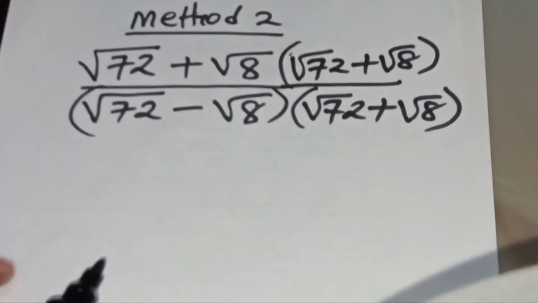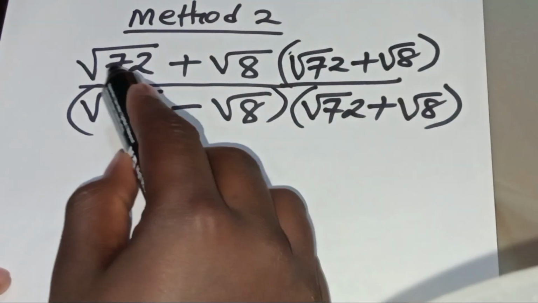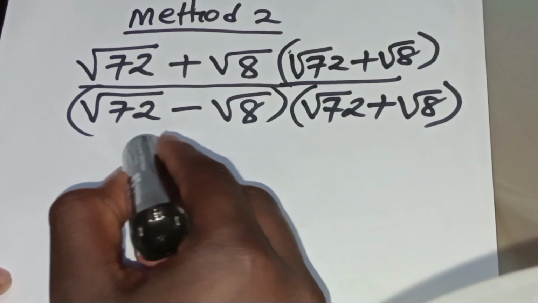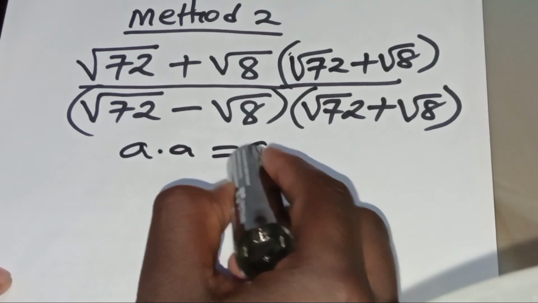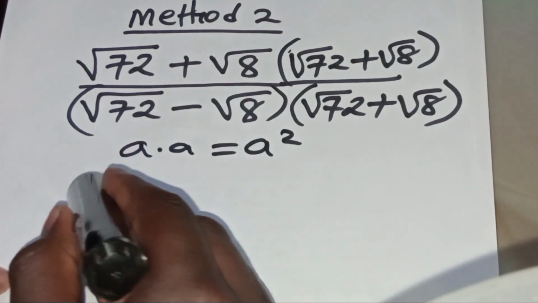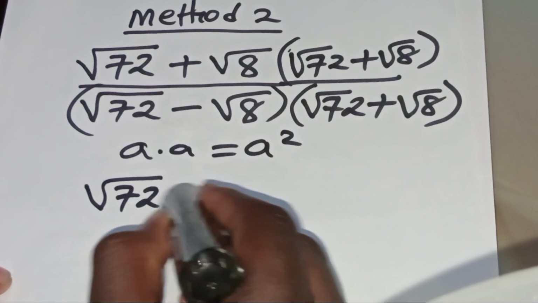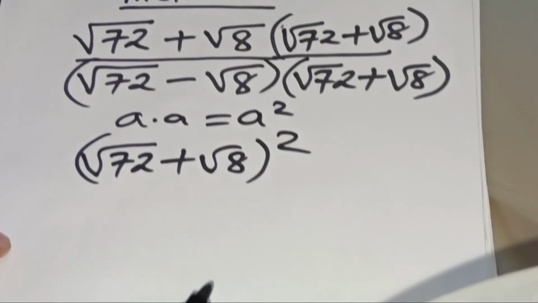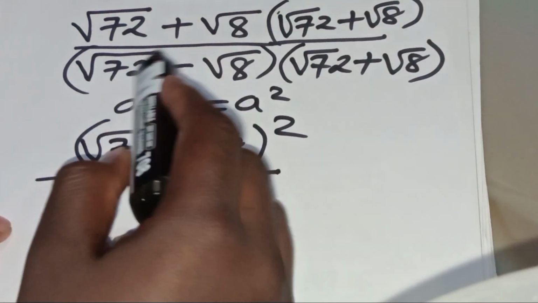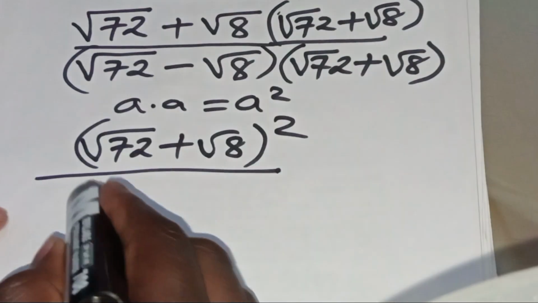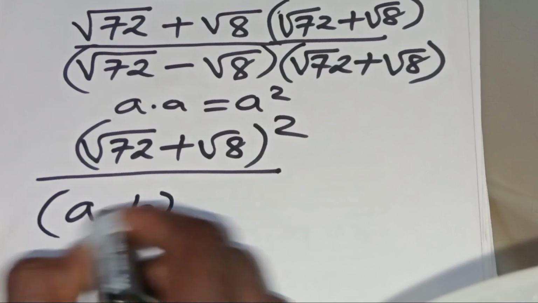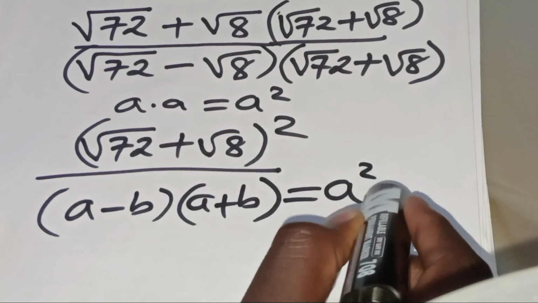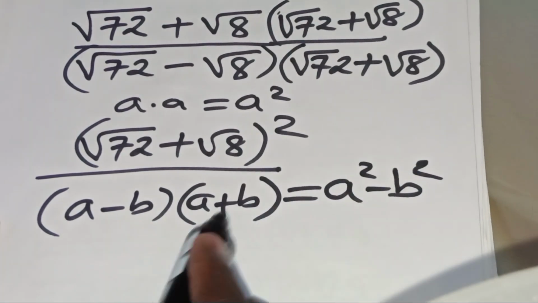Now in the numerator, we have square root of 72 plus 8 times this. This is the same thing as a times a, which is equal to a squared. So this is square root of 72 plus square root of 8, all of this squared, divided by, in the denominator, a minus b multiplied by a plus b, which we can express as a to power 2 subtract b to power 2.